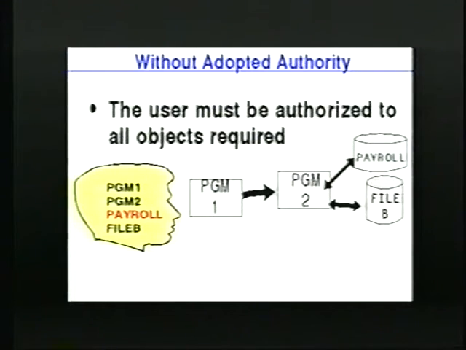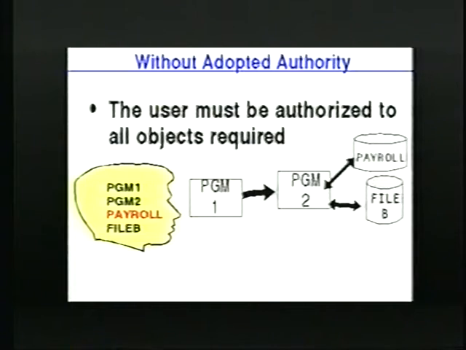Here we have a user that wants to be able to run program 1. Program 1 calls program 2, and program 2 updates the payroll file and file B. In this case, the user has to be authorized to program 1, program 2, the payroll file, and file B. So without adopted authority, this user has to be authorized to all of the objects. This can either be coming through their individual user profile, their group profile, or the public, but the user has authority to all of the objects.